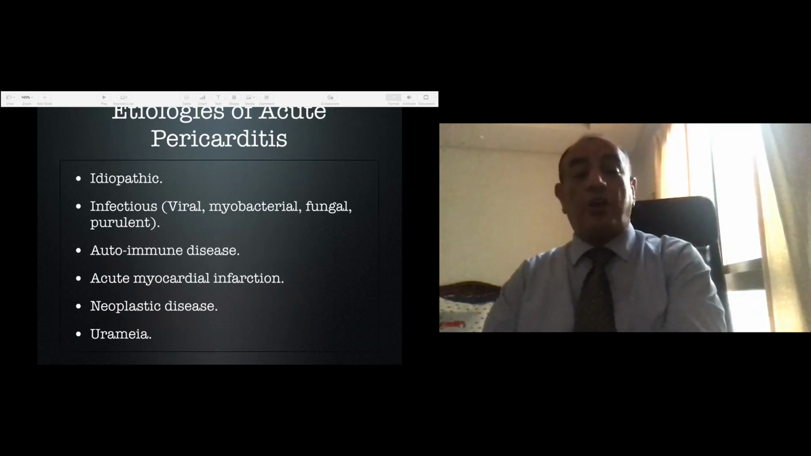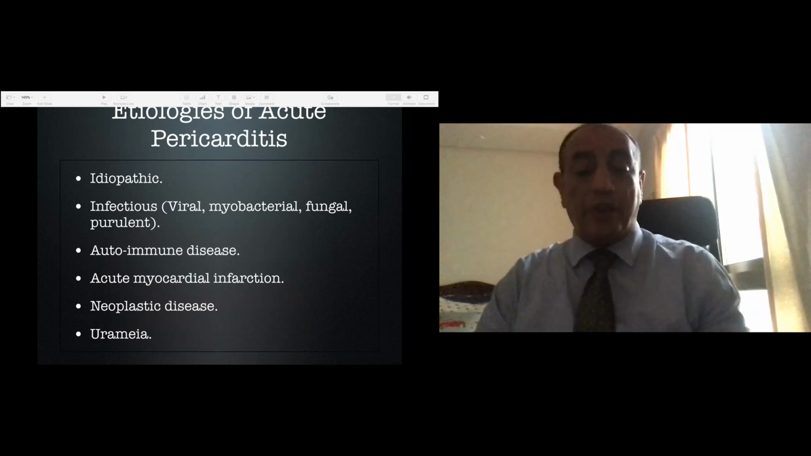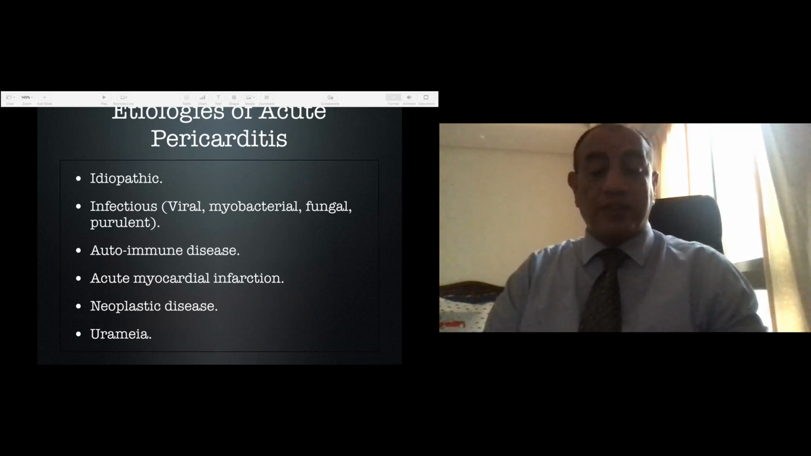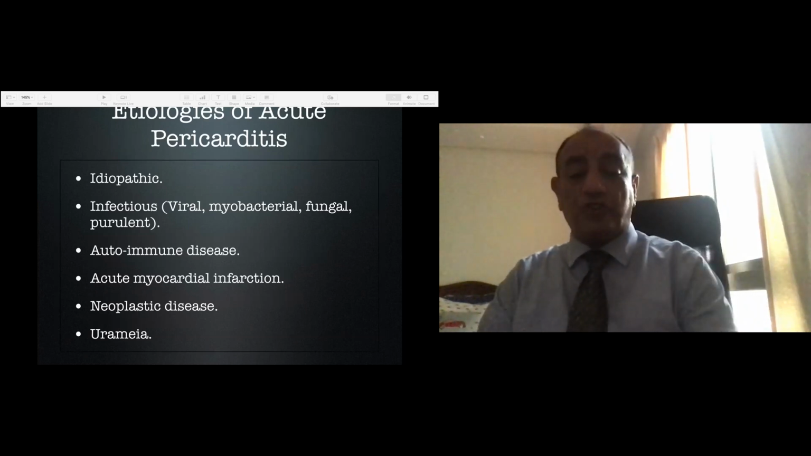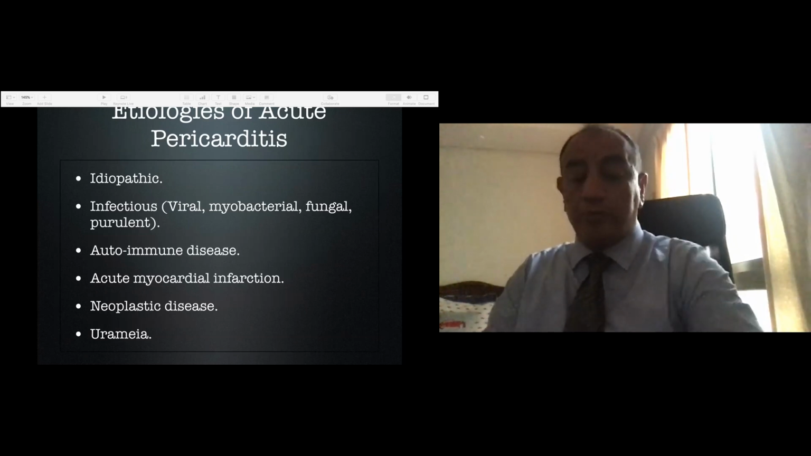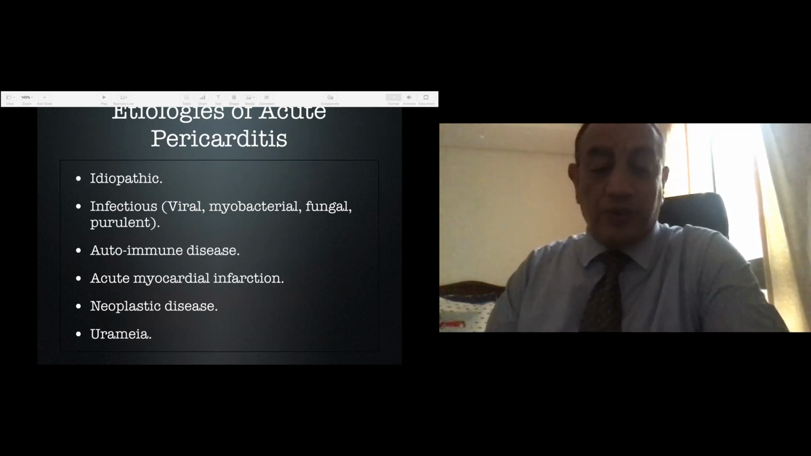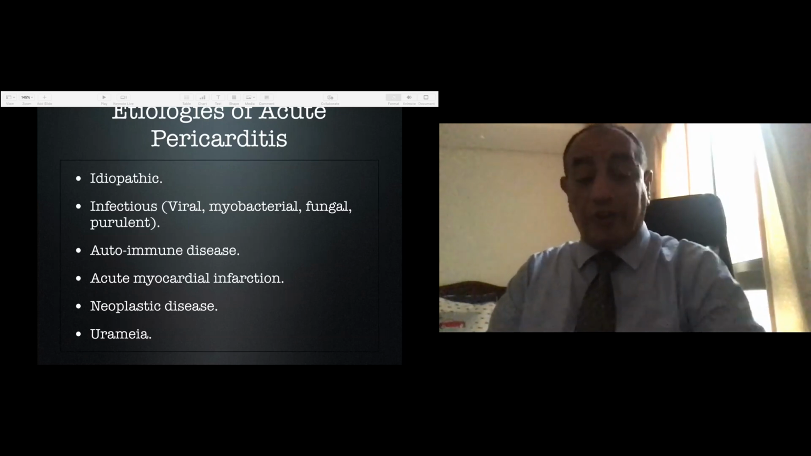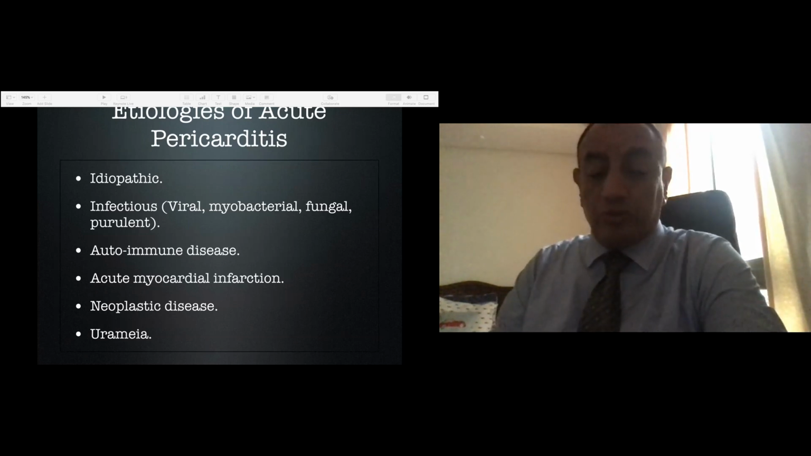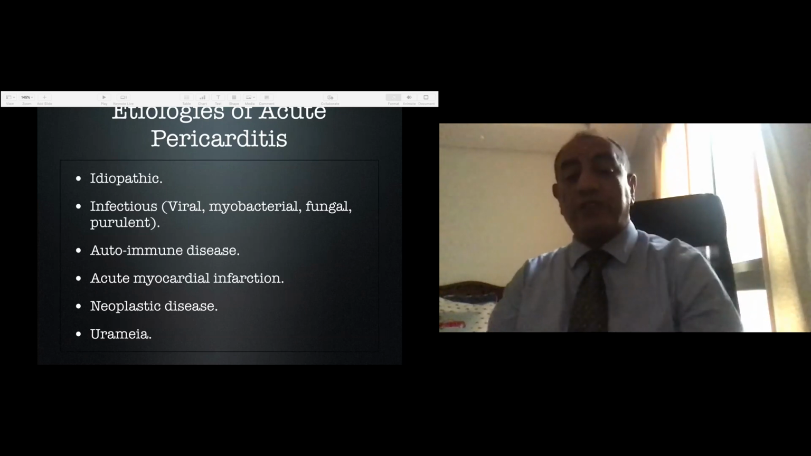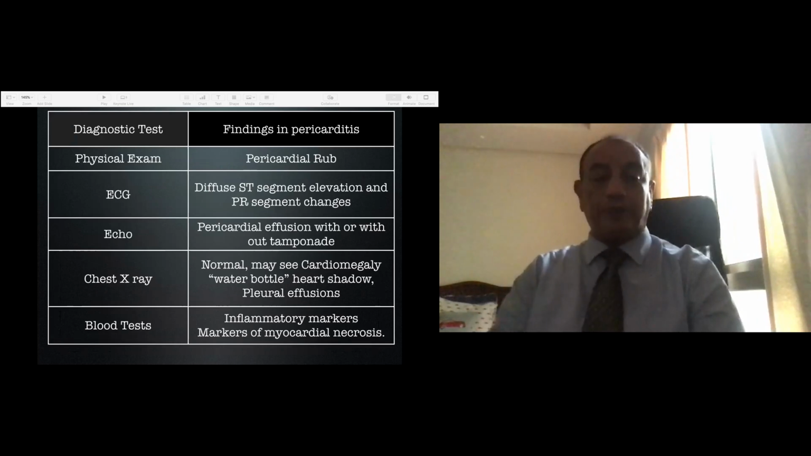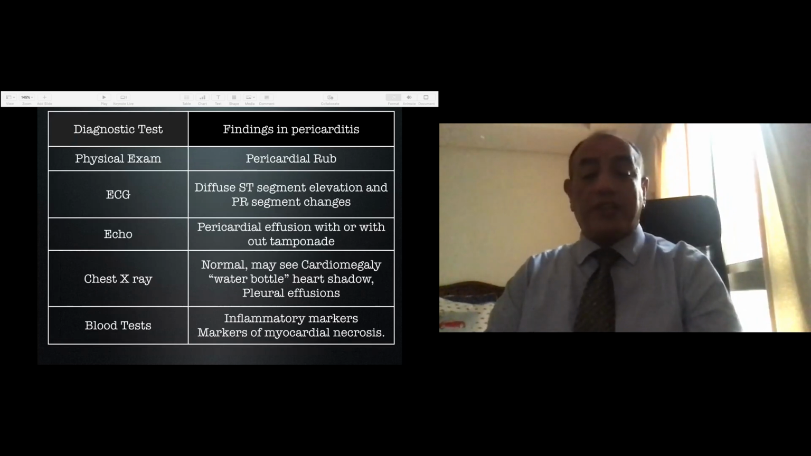The etiology of acute pericarditis could be idiopathic or infectious, commonly viral in this era of COVID-19, or mycobacterial, fungal, and purulent pericarditis. It could be due to autoimmune disease, after acute myocardial infarction, secondary to neoplastic cardiac disease or lung disease, or secondary to uremia. And these are the diagnostic tests and their findings.